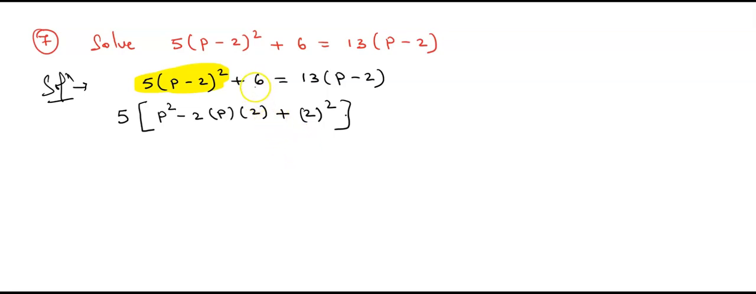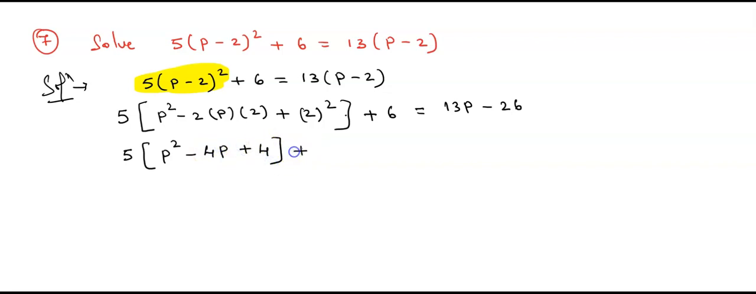So you cannot add plus 6 inside the bracket. Okay, plus 6 is different. Understood? Be careful. Understood? Plus 6 is different. So you have to maintain the bracket only for p minus 2 whole square. That is equals to 13 into p is 13p, plus into minus minus, 13 2s are 26. Then 5 into p square minus into plus minus, 2 2s are 4p plus 2 square is 4, close the bracket, plus 6 is equals to 13p minus 26.